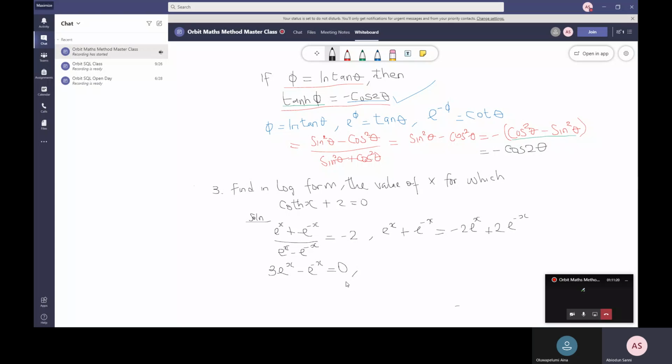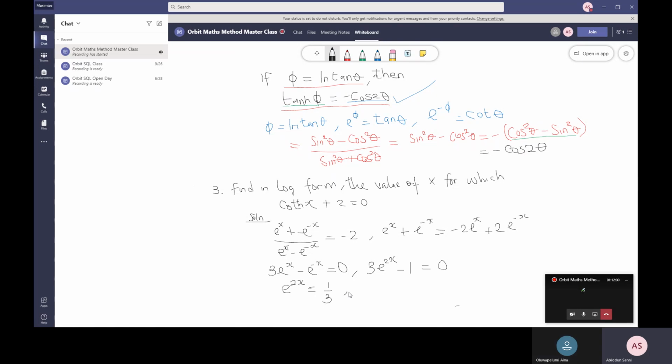Now, let's multiply through by exponential x so that this one will become 1. If I multiply by exponential x, I'm going to have 3 exponential 2x minus exponential minus x times exponential x. That will give me exponential 0, so that's 1. So minus 1 equals 0. So from here, exponential 2x is equal to 1 over 3. Do you agree with me?